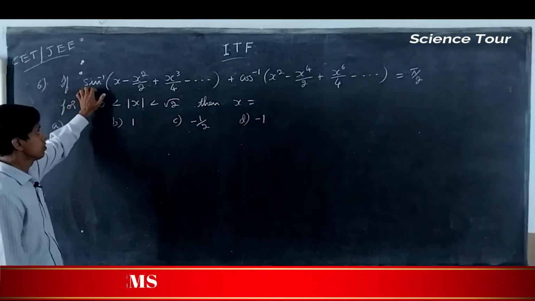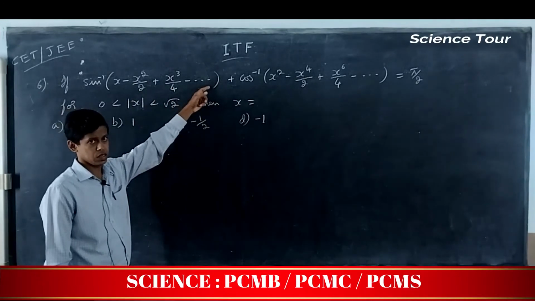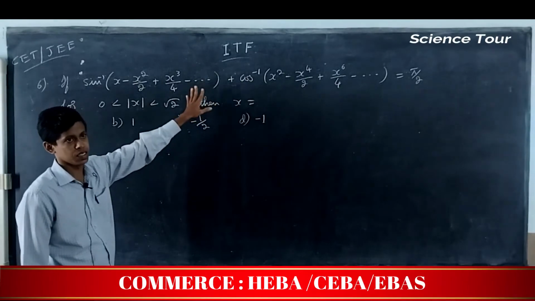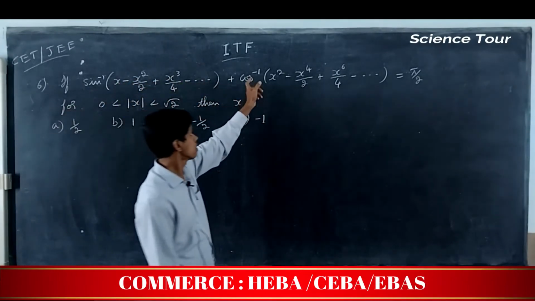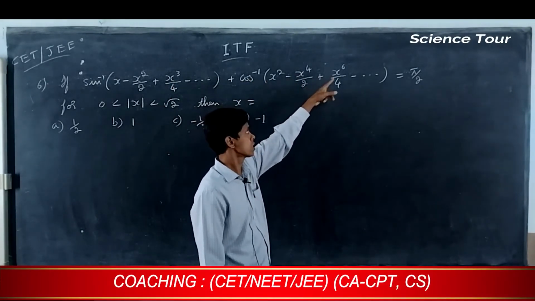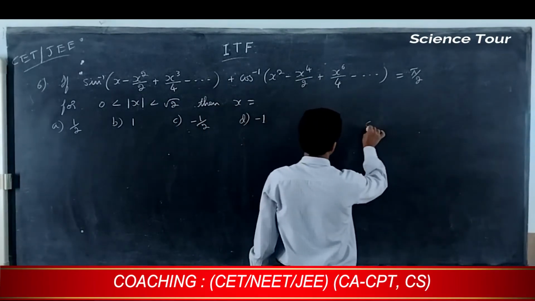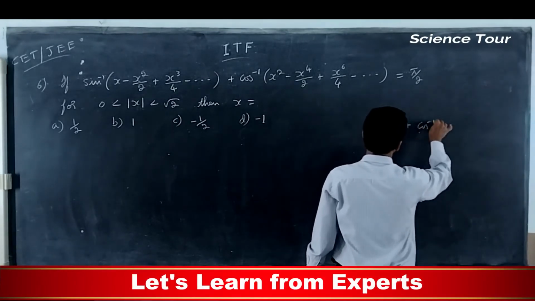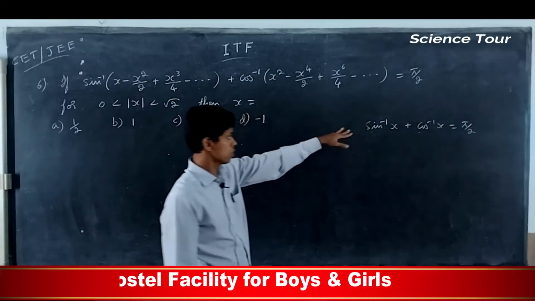If sine inverse of this infinite series, where the dots represent infinite elements, x minus x square by 2 plus x cube by 4, and here you have cos inverse of x square minus x to the power 4 by 2 plus x to the power 6 by 4, is equal to pi by 2. Remember this property: sine inverse x plus cos inverse x is equal to pi by 2.